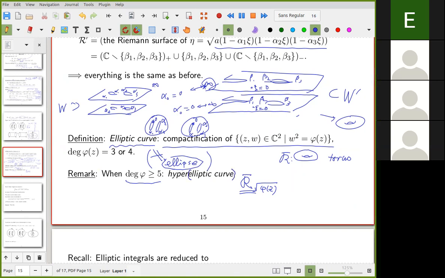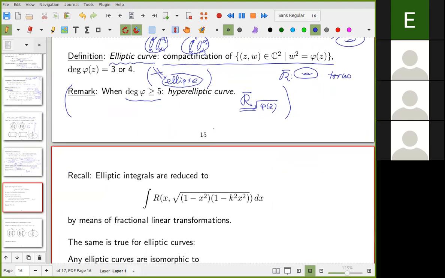Maybe we should put parentheses here. It's a hyperelliptic curve. Well, a hyperelliptic curve shares many good properties with an elliptic curve, but we don't use it here in this course.